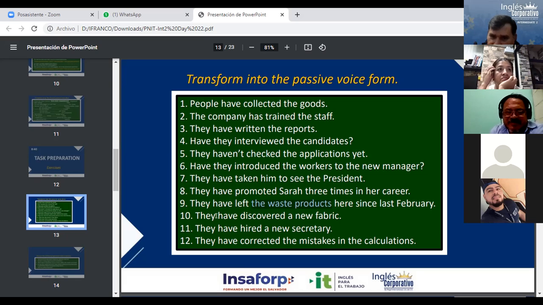Okay, number 10. Come on, Carla. Help us with number 10. It's easy for you. See, a new fabric has been discovered. A new fabric has been discovered. A new fabric has been discovered.